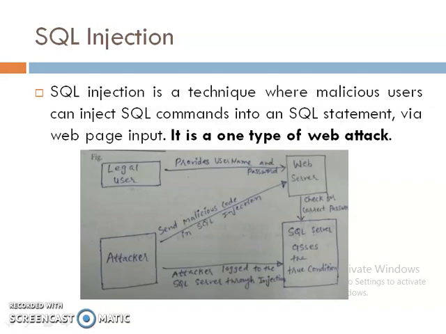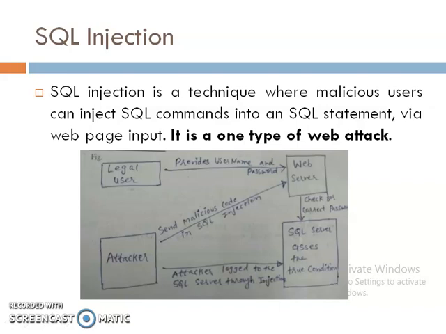But here what happened? The attacker modifies the SQL statement. Even a little modification in the SQL statement is possible. Dynamic change of the SQL statement is also possible. Here the attacker sends the malicious SQL query, asking the web server for access. Then the attacker logs into that SQL server through that injection.